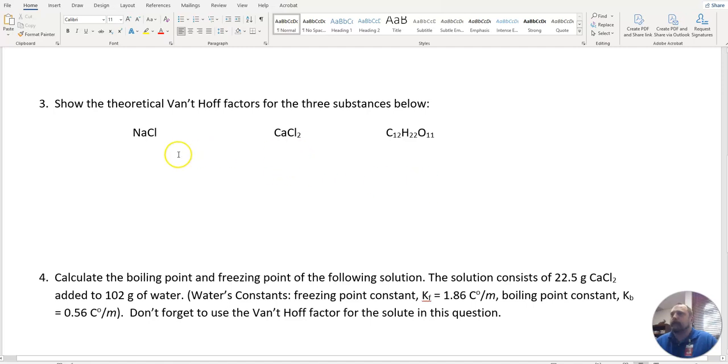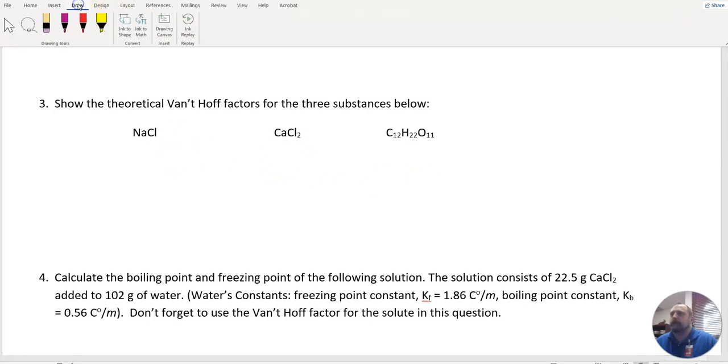Okay. So let's see. First off, we've got Van 't Hoff factors. This has the symbol lowercase i. And so I'll have one for sodium, one for chlorine. So we're just looking for the number of particles. So calcium is a +2, chlorine, each one of those is a -1. So I have 3 total particles here. This is sugar, and it is only going to be 1. It's all covalent.